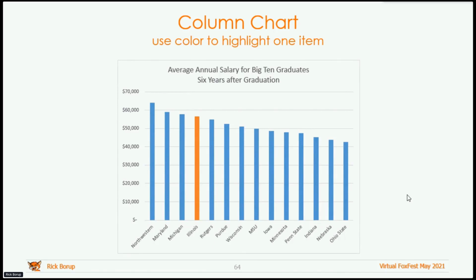Color can be used to highlight one particular item. In this case, average salary for Big Ten grads after 6 years. This information is probably about 6 years old now. I chose to highlight Illinois just because that's where I live.